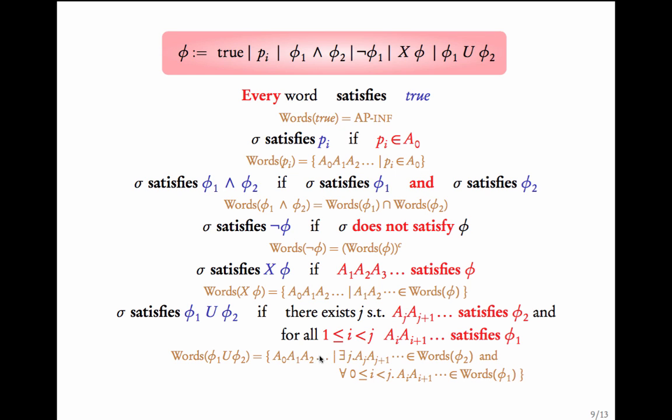That means the word a naught, a1, a2 is in words of phi 1, a1, a2 is in words of phi 1 till j minus 1. Okay, you might ask this question, suppose j was 0 itself. Suppose the word a naught, a1, a2 already satisfies words of phi 2, then you don't have this statement at all. You will just say that a naught, a1, a2 satisfies words of phi 2. You don't need phi 1 to be true anywhere because phi 2 is already true in the first step.